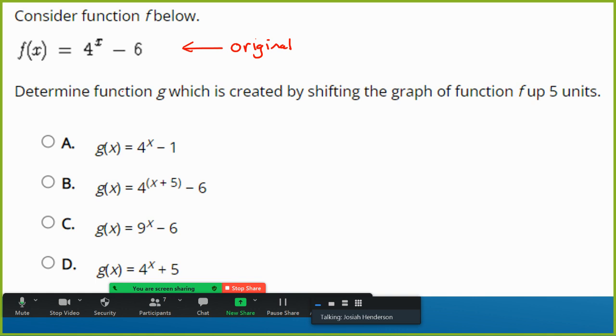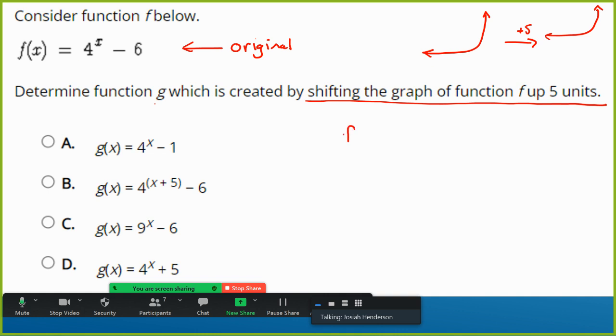Now they say determine function g, which is created by shifting the graph of f up 5 units. So shifting the original up 5, your mind is already saying, okay, whatever the original looks like, it's going to get pulled up 5 units like this. So how do we deal with that in the formula?